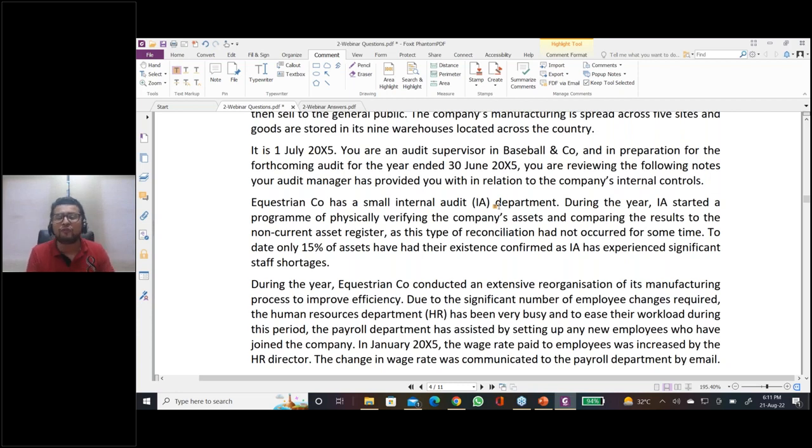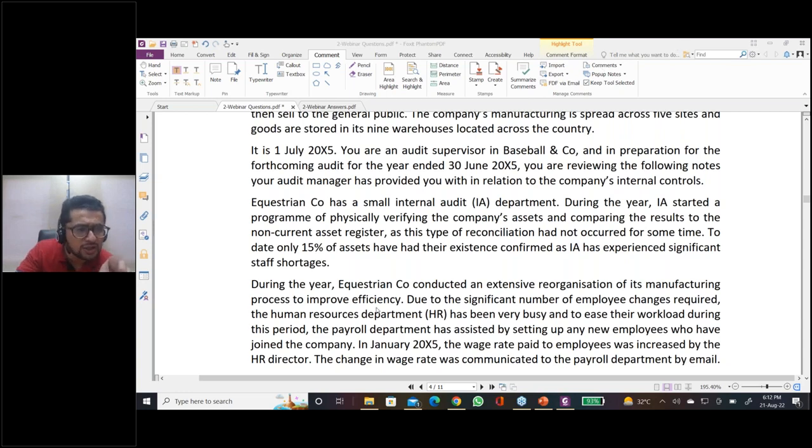You are reviewing the following notes your audit manager has provided you in relation to the company's internal controls. So it's pretty normal. I'm done with the second paragraph. No key control, no deficiency as of now. Is this clear? The first two paragraphs? Can I have confirmation on that? Are we clear with the first two paragraphs? Okay, that's great.